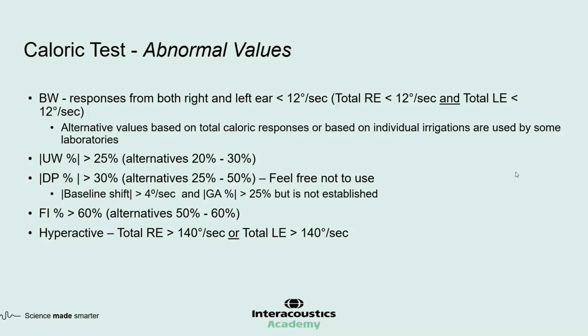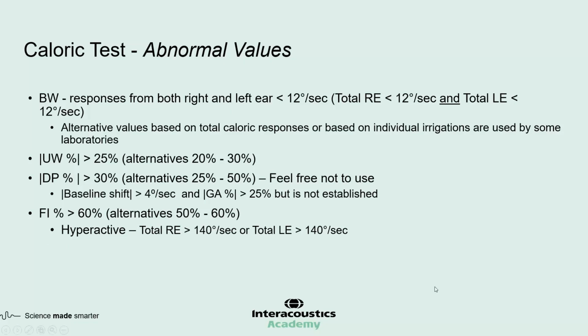Fixation index, the number that comes from the literature is 60%, but if you use 50%, it makes life much easier. Then you don't have to do any calculations. If the nystagmus before, after, if it's reduced by at least half, then you can consider that normal.